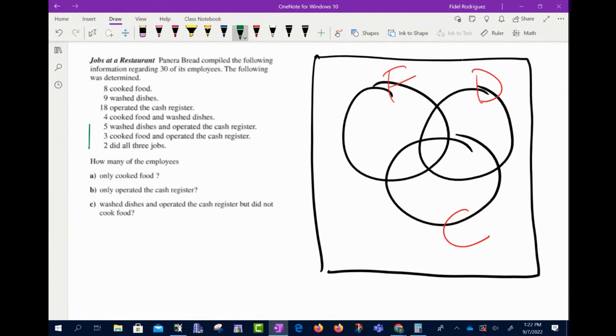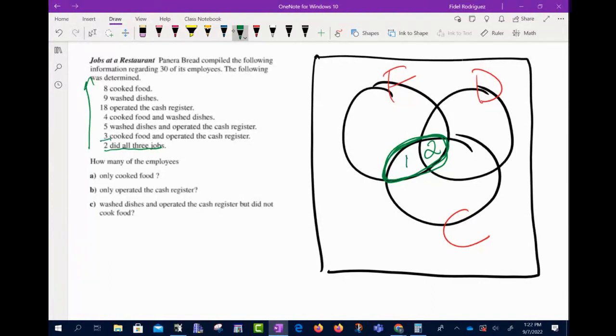So look, we're going to work our way from the bottom all the way up to the top. Look what it says. 2 did all 3 jobs. Everybody agree that number right there is going to be a 2? Okay. 3 cooked food and did the cash register. So look, here's my food circle and my cash register. This is where they overlap, and that number has to give me a total of 3. So everybody agree that one will have to be a 1?